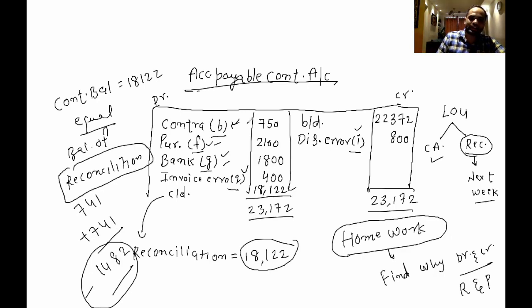So only these transactions belong to your control accounts. It doesn't belong to your T account. Most of the transactions given in your assignments belong to your control accounts, all the transactions given from 1 to 10, or 1 to 12, or I don't know, 1 to 17.